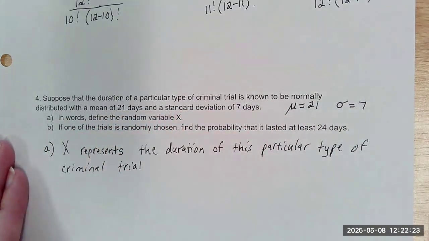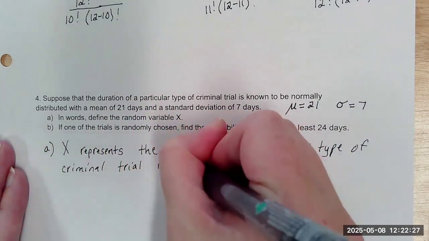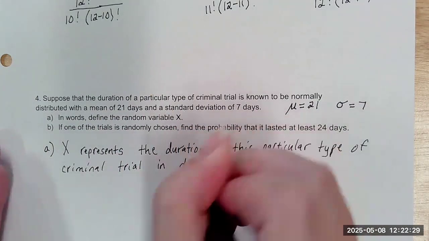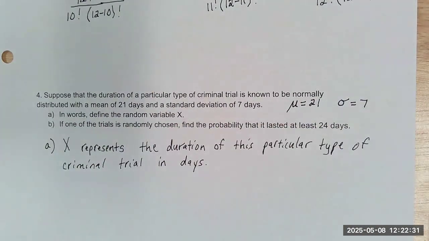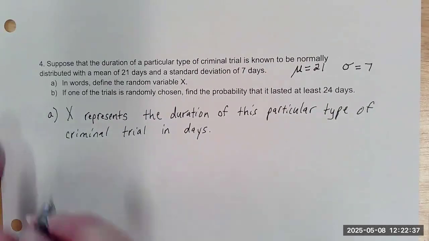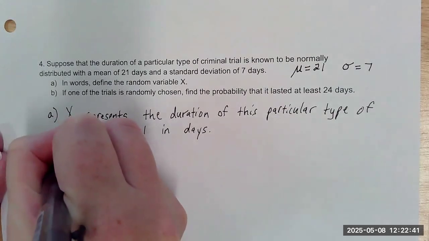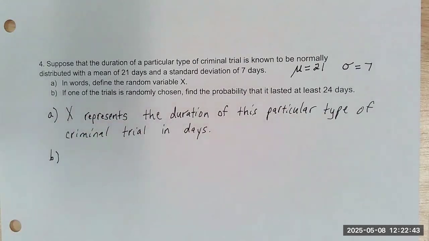And I'm going to write in days because that's the unit that they're using in the problem. Perfect. Part B says, if one of the trials is randomly chosen, find the probability that it lasted at least 24 days.